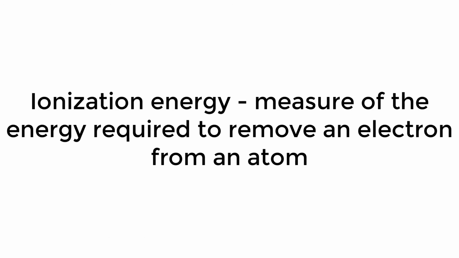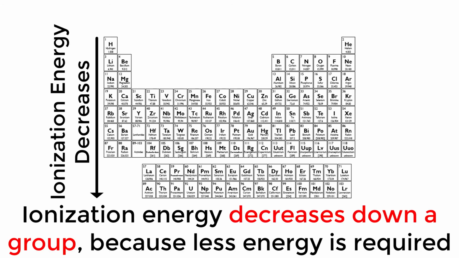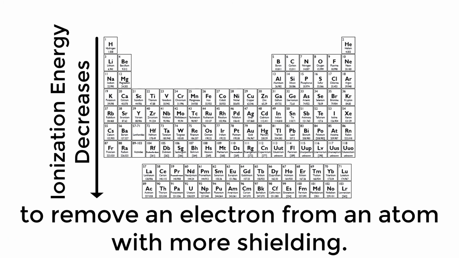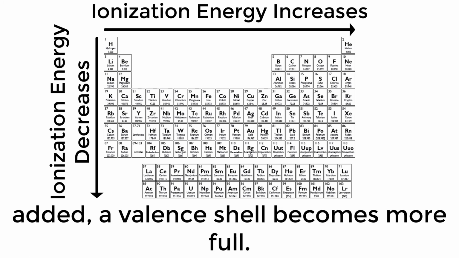Ionization energy is a measure of the energy required to remove an electron from an atom, which, let me remind you, is neutral. Of course, the name comes from the fact that adding or removing an electron from an atom makes it an ion. Ionization energy decreases down a group because less energy is required to remove an electron from an atom with more shielding. Ionization energy increases down a period because as each electron is added, a valence shell becomes more full.